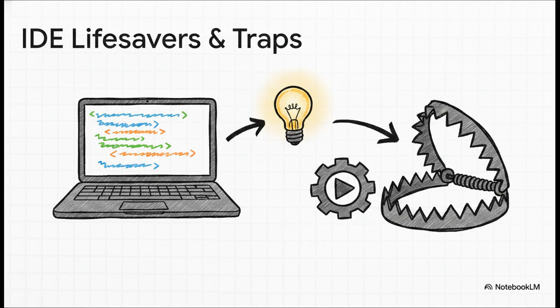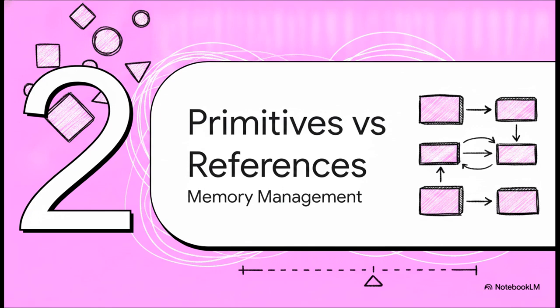Just watch out for what I call the recompile trap. If you edit your code and just hit run without ensuring it recompiled, the IDE might execute the old, stale bytecode. It's a massive trap. You'll be staring at your watch window thinking your bug fix failed when really your new code was never even compiled. Moving right along to Section 2, primitives versus reference types.